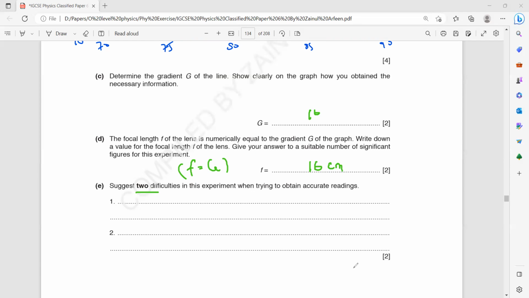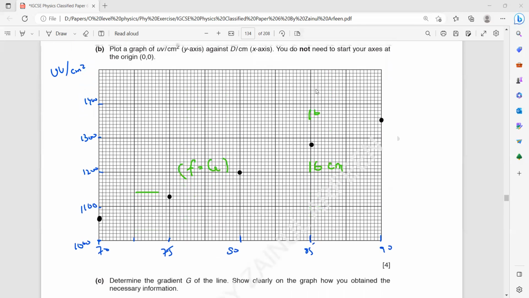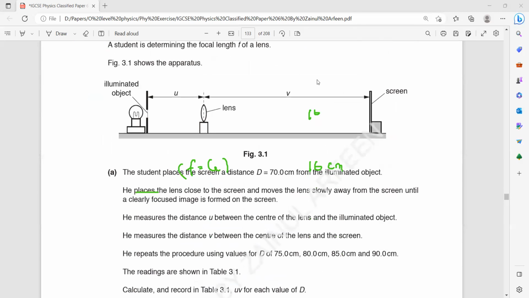Difficult to measure or find the center of the lens, like measuring the length as we are doing here. The center is not marked on the lens, and you have to measure all the distances from the center of the lens. So it is difficult to identify the center of the lens and measure the distance. That is one of the difficulties.